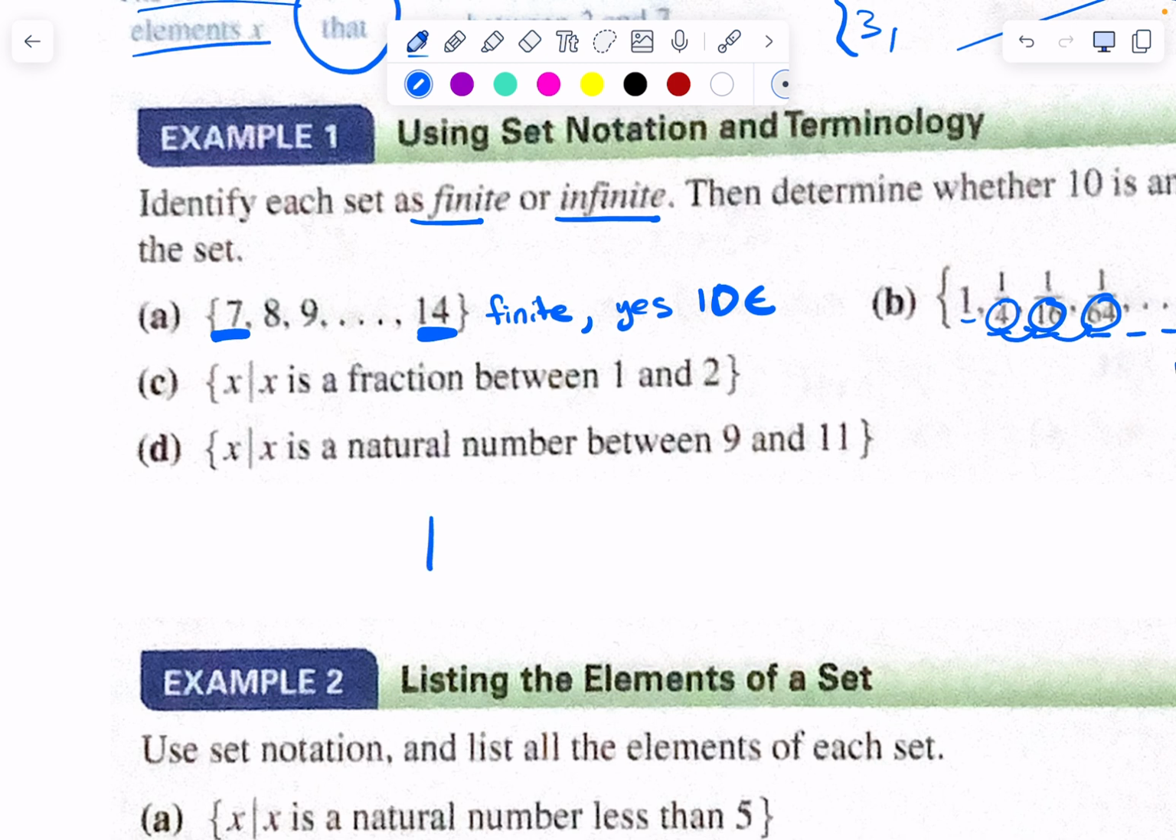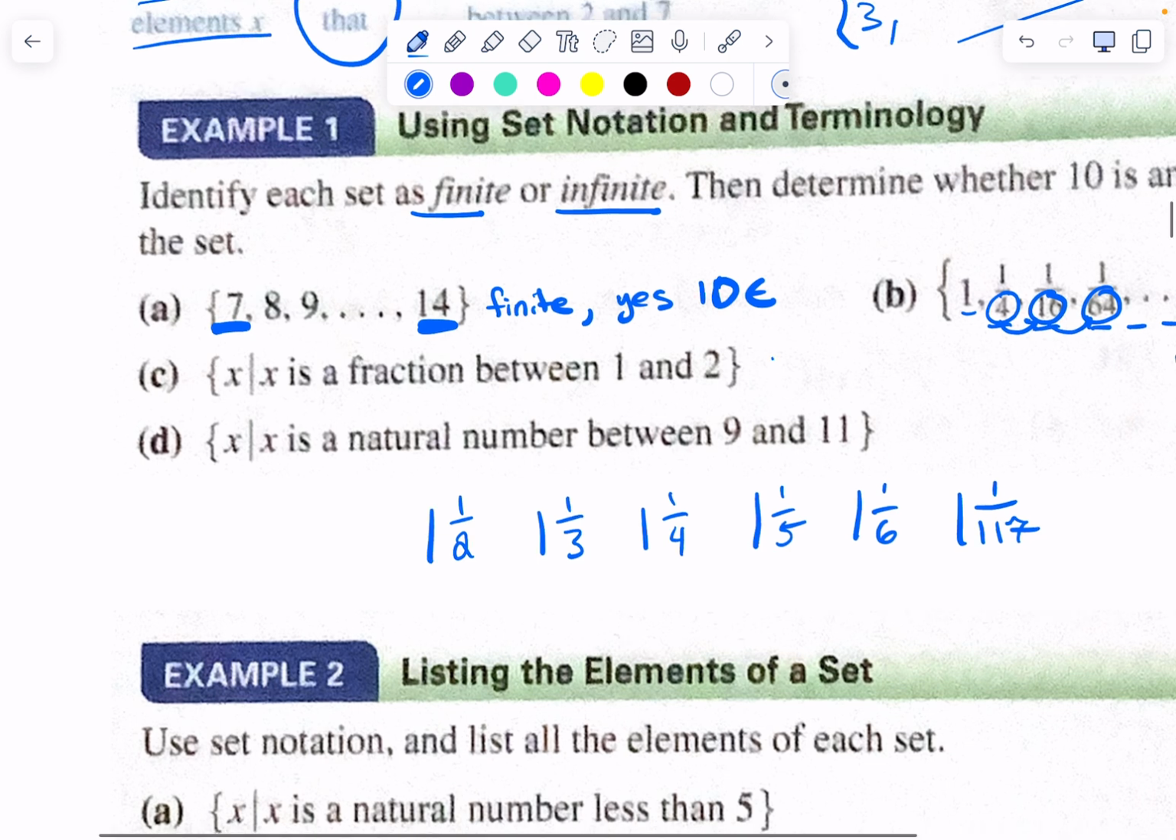Because I could have 1 and 1/2. I could have 1 and 1/3. I could have 1 and 1/4. I could have 1 and 1/5, right? 1 and 1/6. 1 and 1/17, right? That's a number in between 1 and 2, right? Okay, and so it could keep going on forever. Infinite. So this is going to be infinite. So maybe I should not say beginning and end, because you could still have an infinite set.